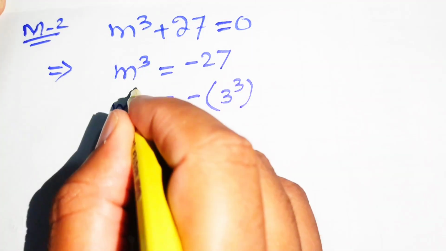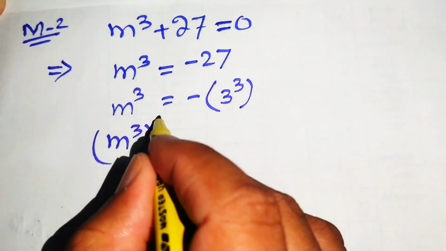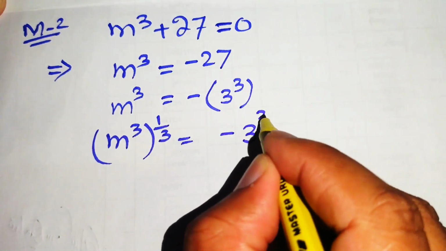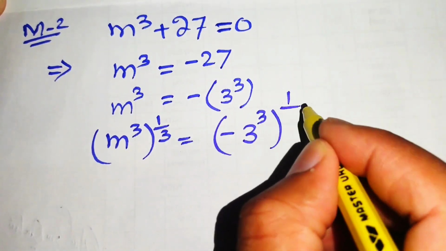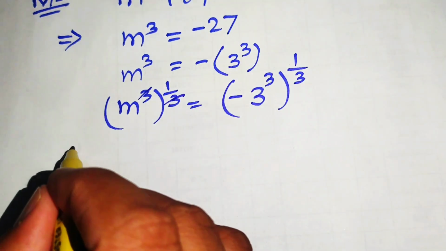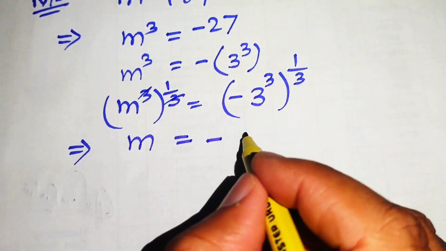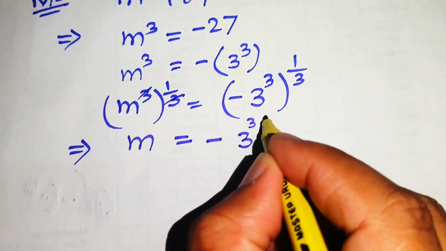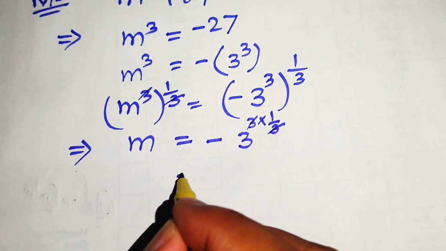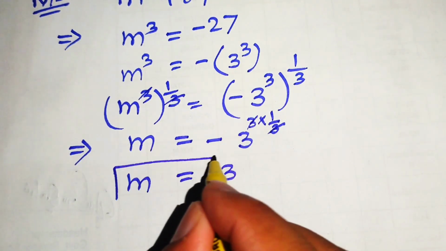Now we take the cube root on both of the sides and we write it as m cubed and its whole power 1 over 3 equals minus into 3 power 3 and its whole power 1 over 3. So here we cancel these terms and we write m equals minus times 3 to the power of 3 multiplied by 1 over 3. So these threes are cancelled by each other and we get its real root: m equals minus 3.